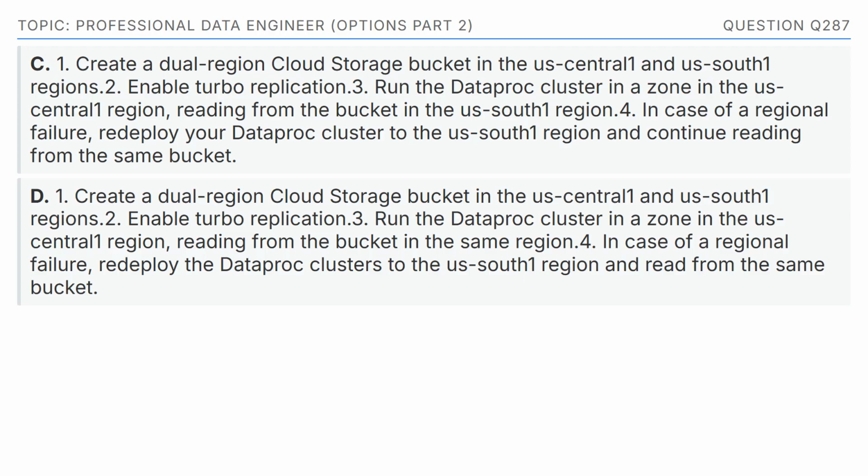Option D, 1. Create a dual-region cloud storage bucket in the US Central 1 and US South 1 regions. Point 2. Enable turbo replication. Point 3. Run the Dataproc cluster in a zone in the US Central 1 region, reading from the bucket in the same region. Point 4. In case of a regional failure, redeploy the Dataproc clusters to the US South 1 region and read from the same bucket.